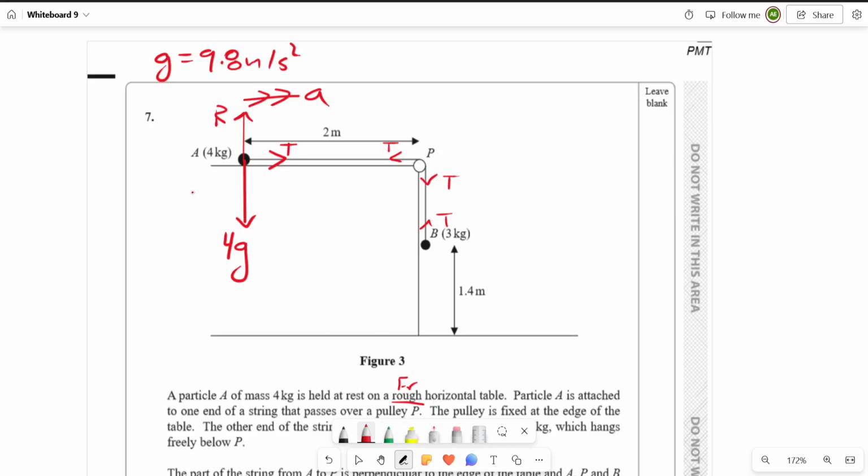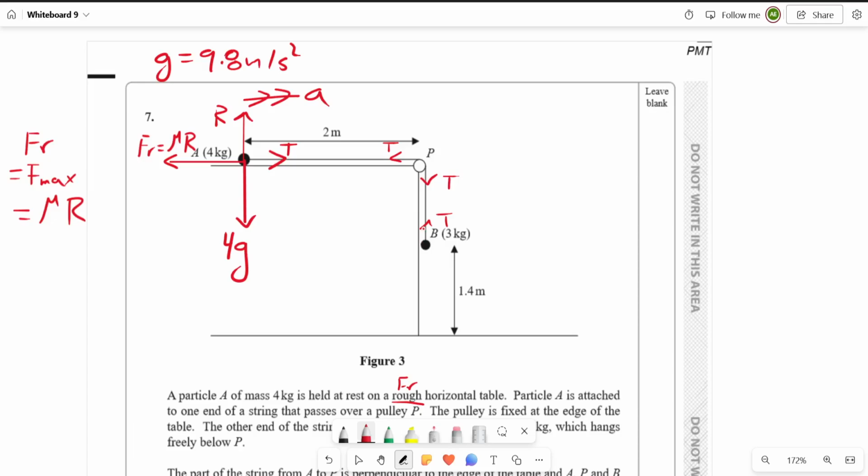What else? Since the surface is rough, A is going to experience a force opposite to motion. So if A is going to move to the right, the friction force is going to be to the left. And since we are moving, the friction force, Fr, is going to equal maximum friction, which has a very distinct equation called mu R, which is the coefficient of friction times the normal reaction, which is this R over here. So my friction force is going to equal mu R. This is everything for A.